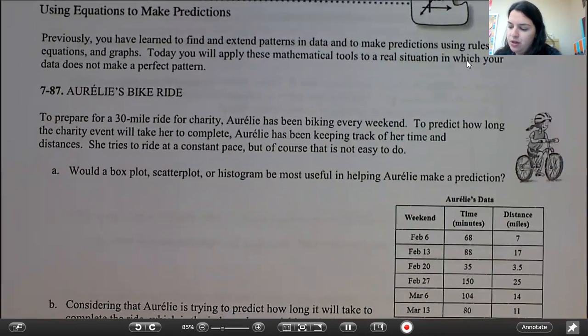To prepare for a 30-mile bike ride for charity, Ariel has been biking every weekend. To predict how long the charity event will take her to complete, Ariel has been keeping track of her time and distances. She tries to ride at a constant pace, but of course that is not easy to do. A. Would a box plot, scatter plot, or histogram be most useful in helping Ariel make a prediction? Go ahead and pause the video and answer part A.